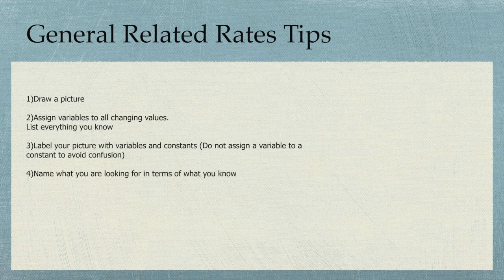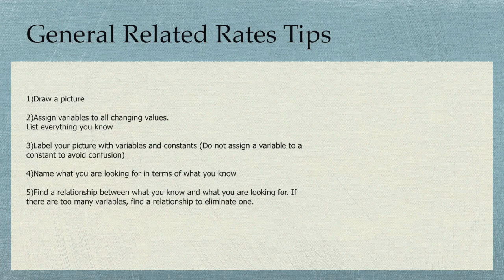Name what you're looking for in terms of what you know. Find a relationship between what you know and what you're looking for. If there are too many variables, find a relationship to eliminate one. Differentiate with respect to time. Answer the question asked.